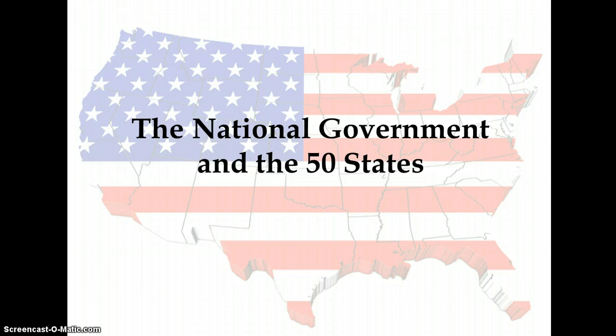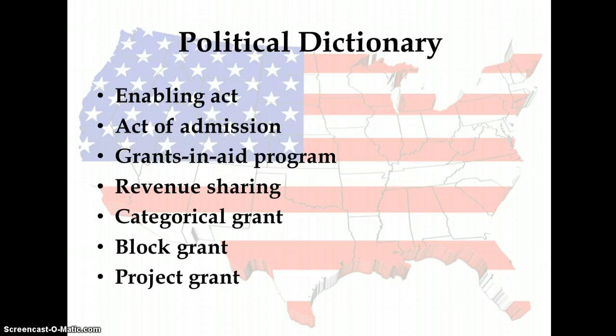To that end, the Constitution, 1, guarantees the national government, or rather requires the national government to guarantee certain things to the states, and 2, makes it possible for the national government to do certain things for the states. In this section, you're going to need to know the meanings of the following words: Enabling Act, Act of Admission, Grants and Aid Program, Revenue Sharing, Categorical Grant, Block Grant, and Project Grant.